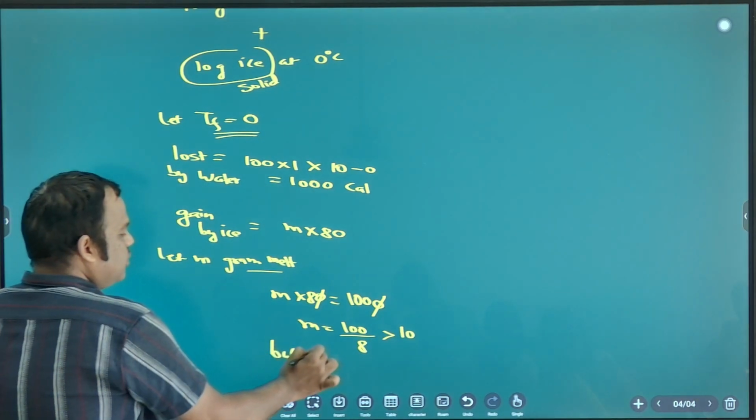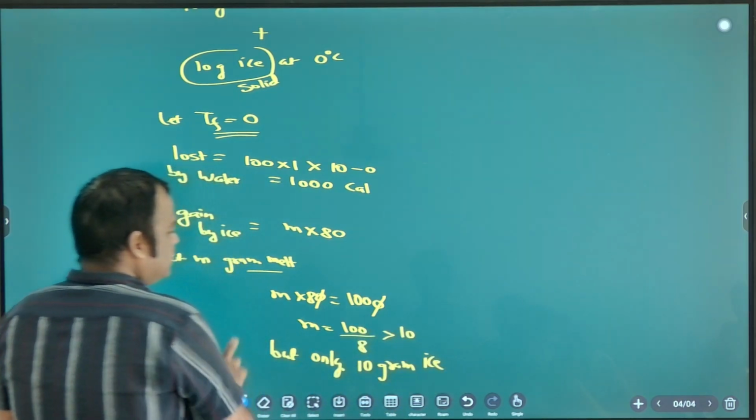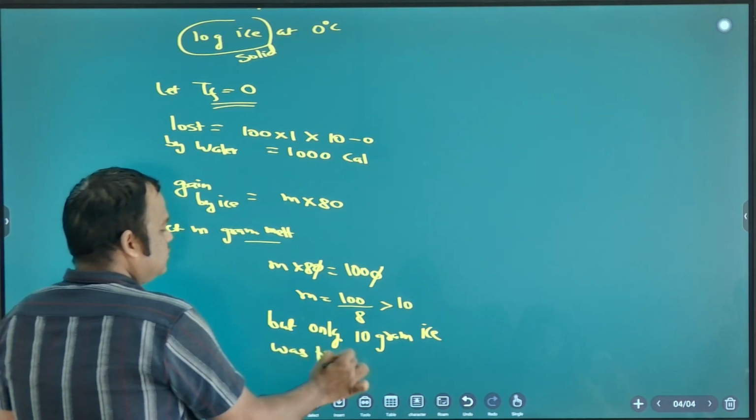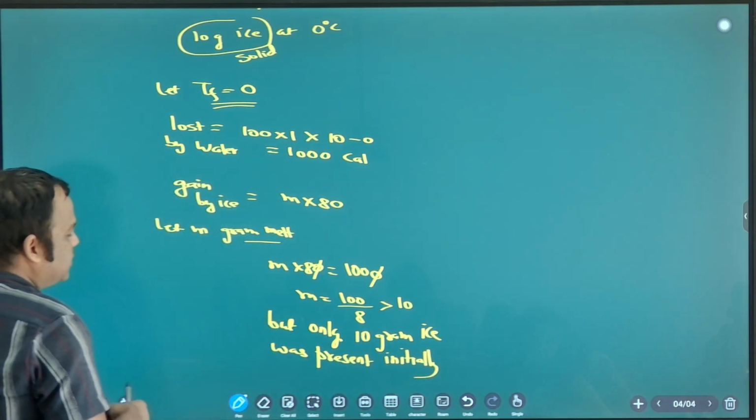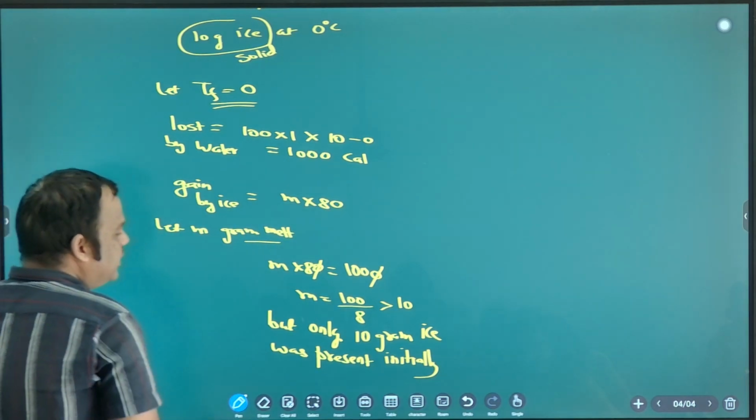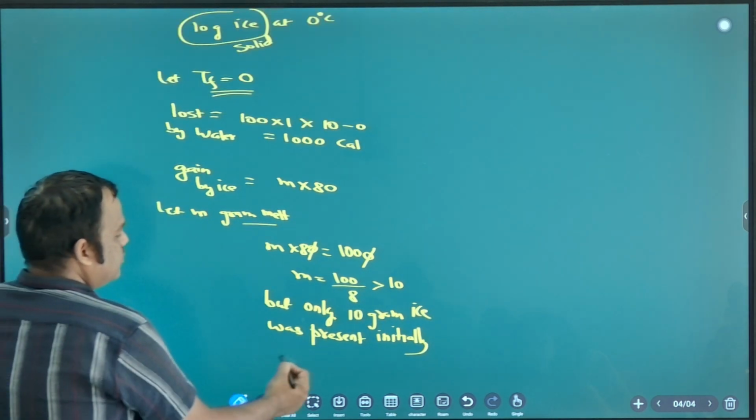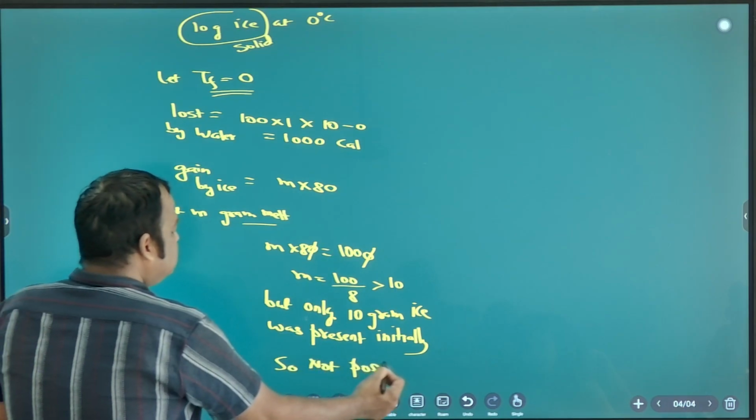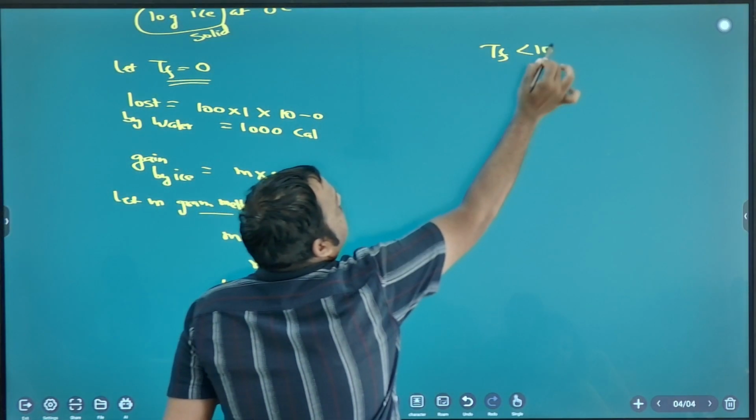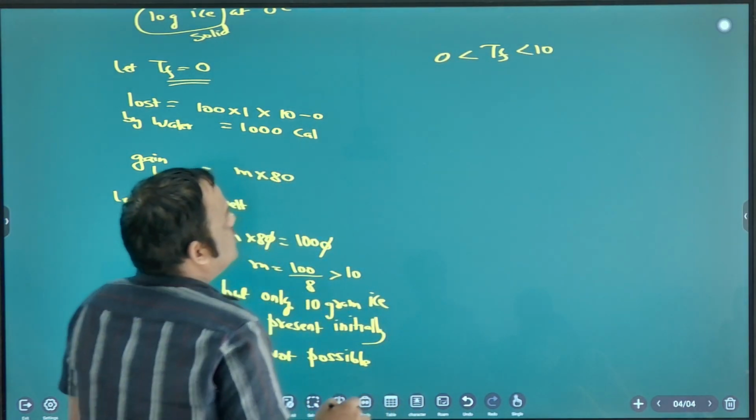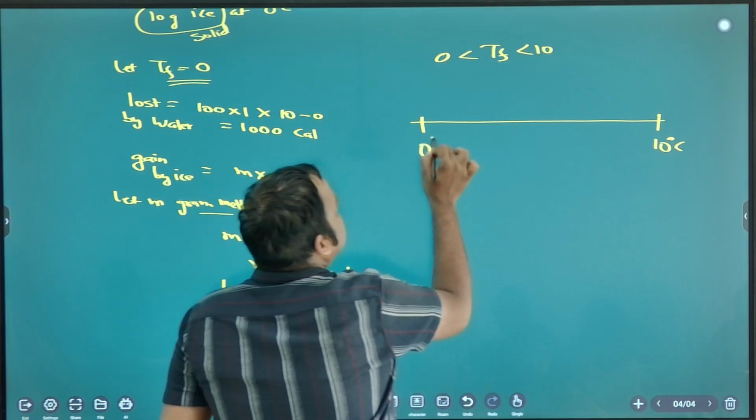But only 10 gram ice was present initially. So this is not possible. So what is the next possibility? T final less than 10, greater than 0. So now you see, this is 10 degrees Celsius, this is 0 degrees Celsius, and this is final.